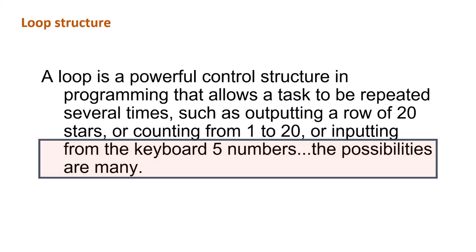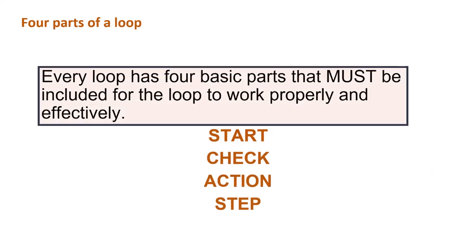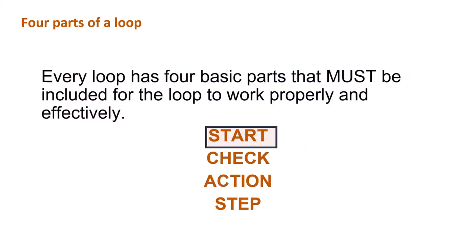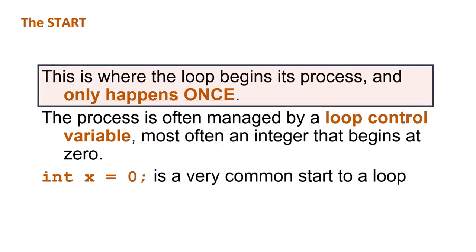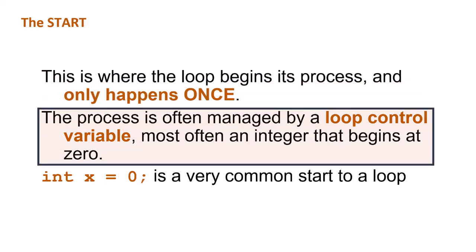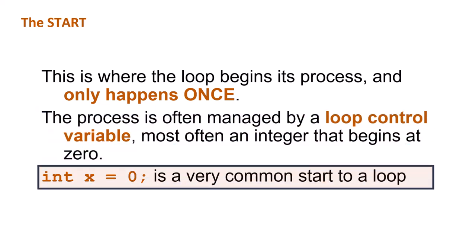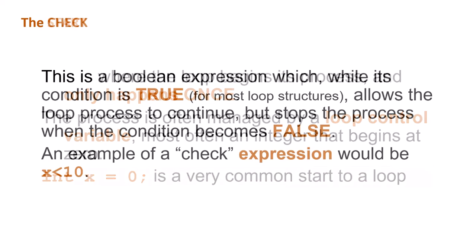The possibilities are many. Every loop has 4 basic parts that must be included for the loop to work properly and effectively: the start, the check, the action, and the step. The start. This is where the loop begins its process, and only happens once. The process is often managed by a loop control variable, most often an integer that begins at 0. Int x is assigned 0 is a very common start to a loop.